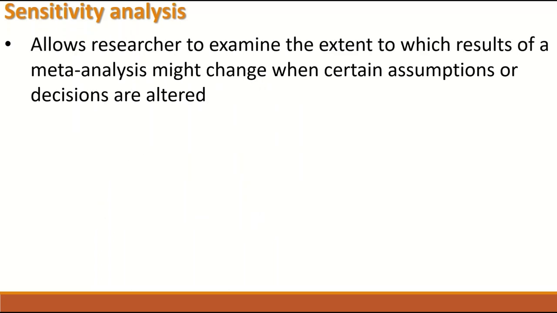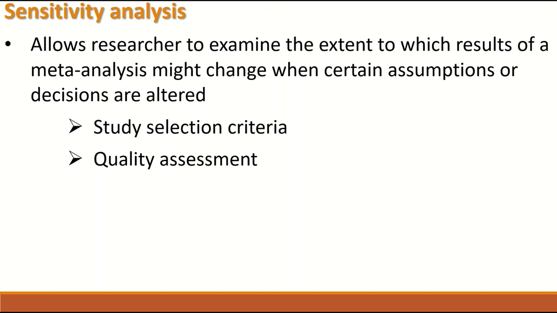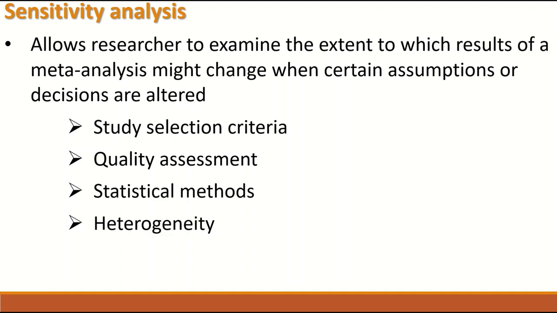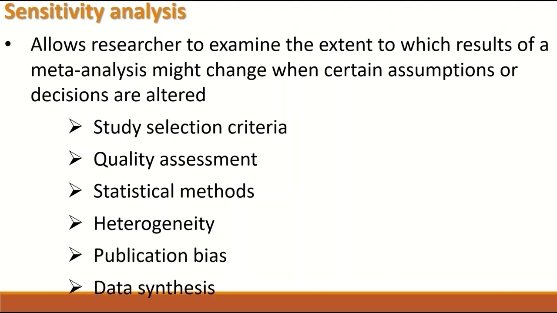Sensitivity analysis will allow the researcher or examiner to test the extent to which the result of a meta-analysis might change when certain assumptions or decisions are altered. So it is a way of checking the overall findings from the meta-analysis when one of these assumptions or statistical methods are changed or altered. Those changes include study selection criteria, quality assessment, statistical method, heterogeneity, publication bias, and data synthesis. So the sensitivity analysis will examine the magnitude or the scale of the changes in the result when one of these is altered when repeating the meta-analysis.